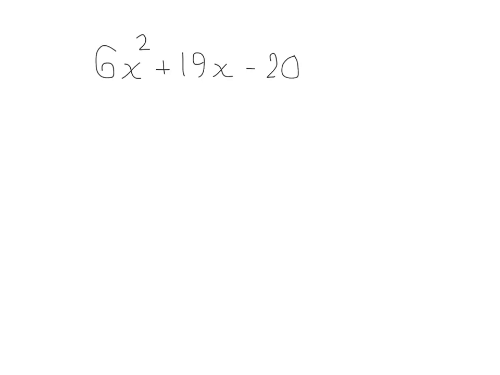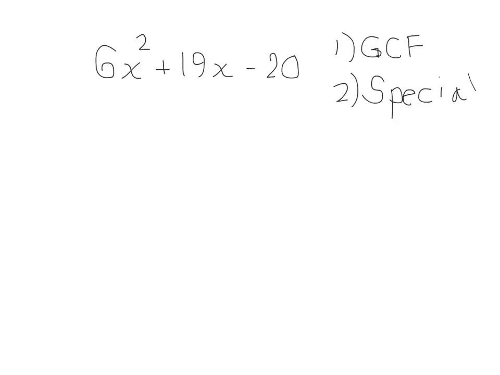This is number 9 in our Chapter 3 test review problems, where we're asked to factor the expression completely. Well, the first thing we always look for when we're asked to factor is if there is a greatest common factor. There is not. There is nothing that divides into 6x squared and into 19x and into minus 20 that is the same. The next thing we look at is: is it a special case?